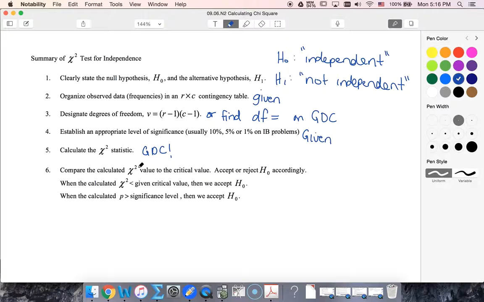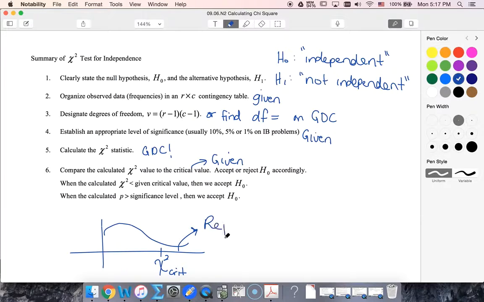All right, once we have our chi-squared value, we compare it to the critical value. Our critical value is going to be given to us. Generally, we can think of this as some sort of curve that has our chi-squared critical value. This area is going to have our significance level of rejection. This is our rejection area. Over here is our accept area. And we're talking about accepting and rejecting of the null hypothesis.